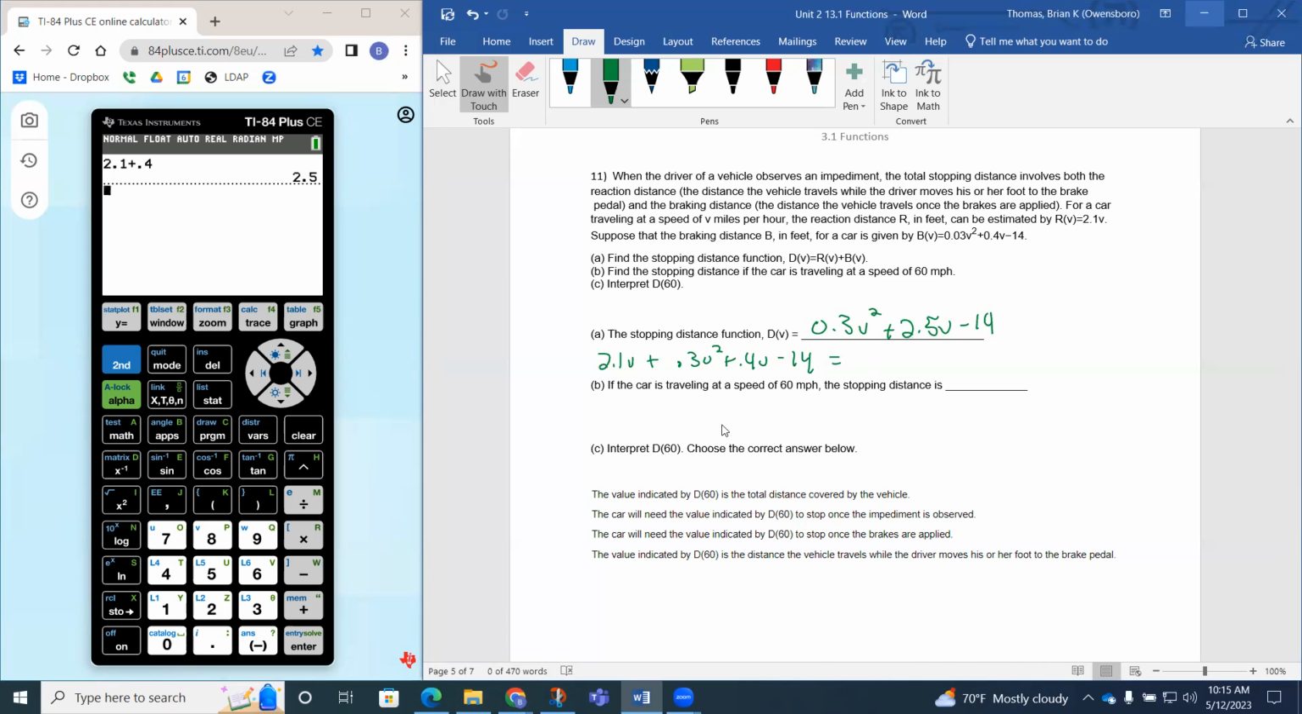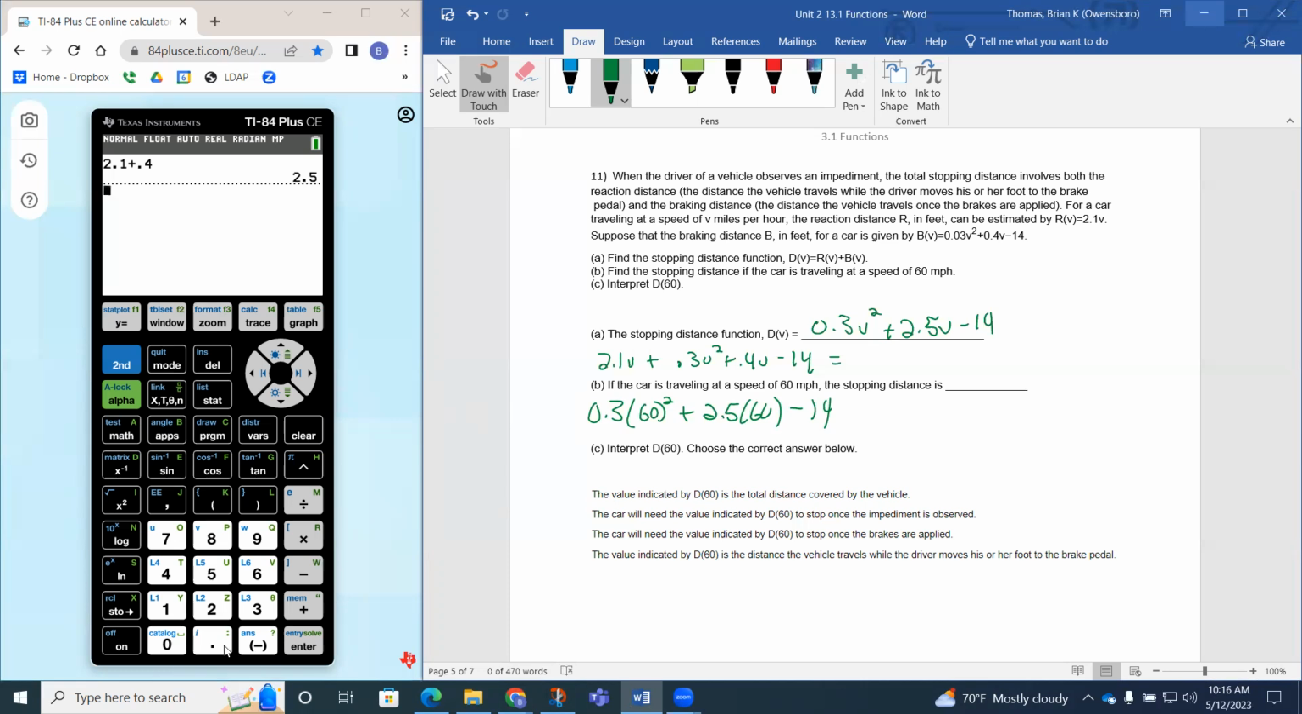So if a car is traveling at a speed of 60 miles per hour, what is the stopping distance going to be? We're going to be using the stopping distance function up here. So we're going to substitute 60 into the problem. We're going to have 0.03, and we're going to replace the V with the speed, which is 60, and that's going to be squared, plus 2.5 times 60, and then we're going to be subtracting 14, and that'll give us our total stopping distance.